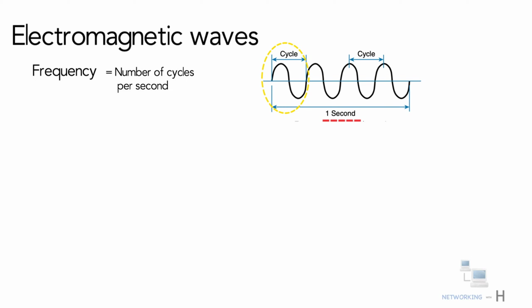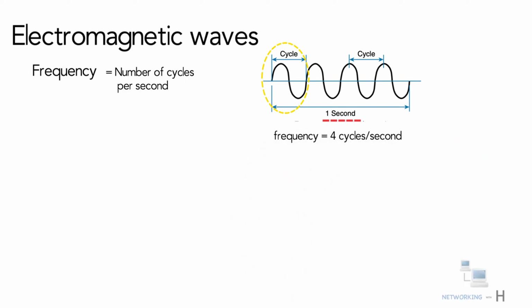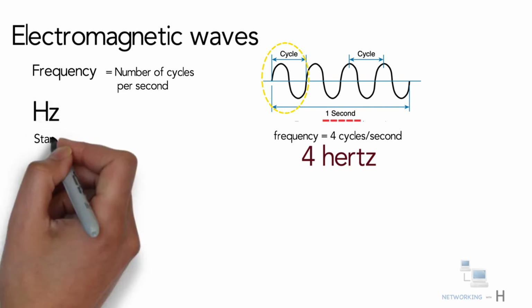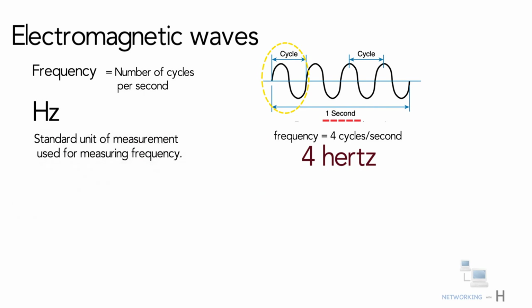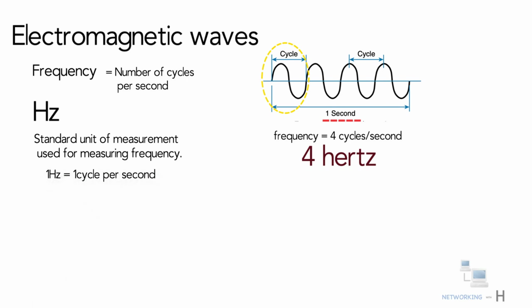Just like the ripples on a pond after a stone has been thrown into it, all the little ripples that pass through a certain point would indicate a frequency. Suppose that in a second the signal completed 4 complete cycles. So its frequency will be 4 cycles per second, or you can say 4 Hertz. Hertz, also known as Hz, is the standard unit of measurement used for measuring frequency. Since frequency is measured in cycles per second, 1 Hertz equals 1 cycle per second.